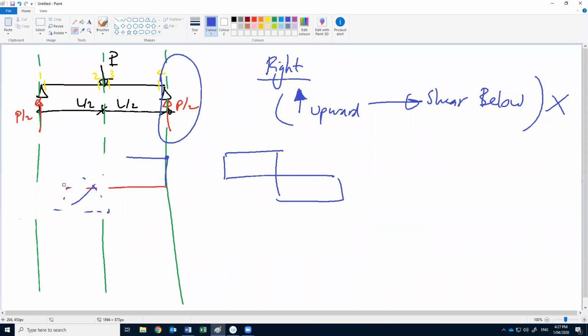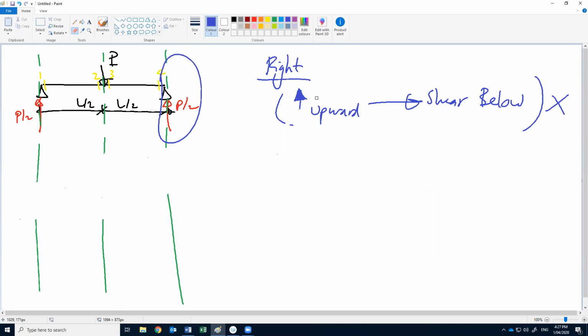So here we don't have to use the shear from the right. I will only make shear from the left, so you are not confused now. So shear from the left, we go upward with the force or downward with the force. Now we can shift to the moment.